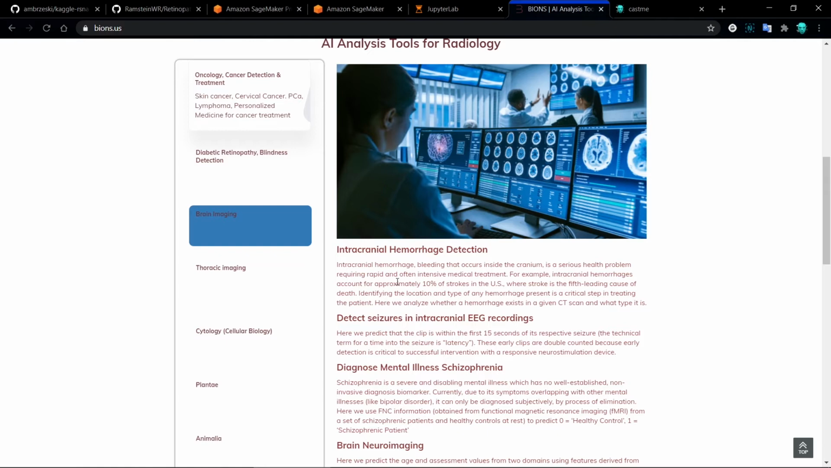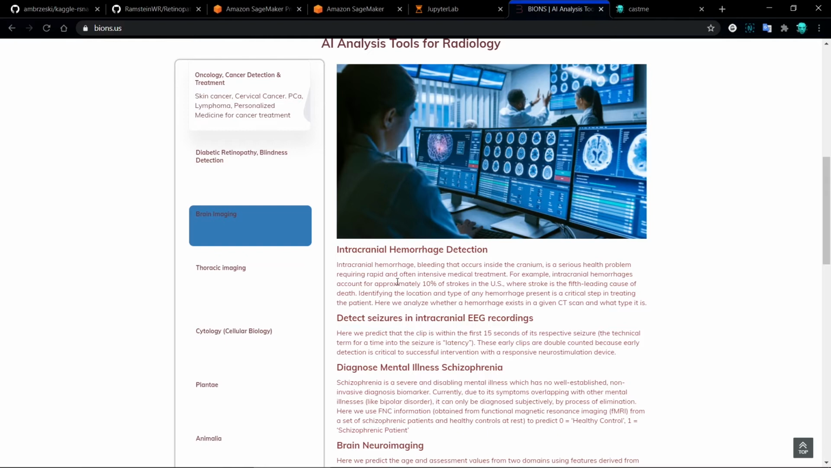Hemorrhage is the blood. They just give you information. Intracranial hemorrhage is bleeding that goes inside the cranium, that's the skull. It's a serious health problem requiring rapid and often intensive medical treatment. For example, intracranial hemorrhages account for approximately 10% of strokes in the US, where stroke is the fifth leading cause of death. Identifying the location and type of any hemorrhage present is a critical step in treating it.